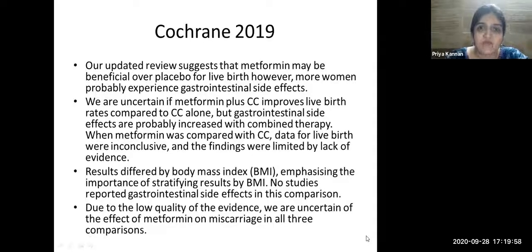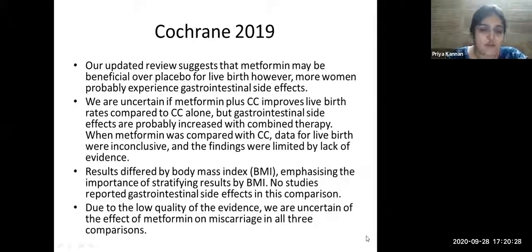However, more women experience the GI symptoms. They were uncertain if, again, metformin plus CC improves the live birth rate, but gastrointestinal side effects are probably increased with the combined therapy. That is something that we need to have in mind and always tell our patients that yes, you are expected to have this problem of diarrhea, but then the moment you have the diarrhea, don't worry about it.